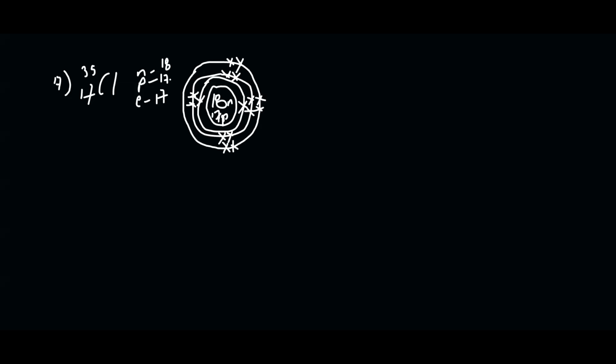So 2, 4, 6, 8, and 2, that's 10, and then this part 17. So what would be our EC now? Morgan, what would be our EC? 287. 287, good. We're at 18 now.